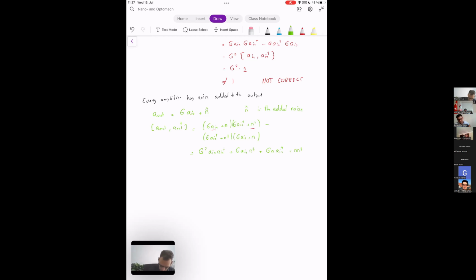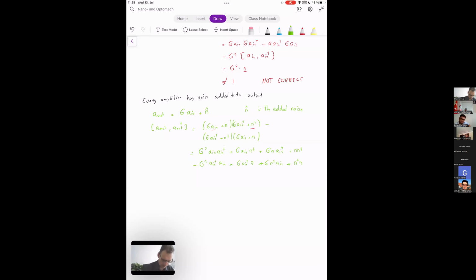And then we also have the second product. So we have now minus, and then G squared A_in† A_in, minus. So in this case, keep in mind there's a minus from the commutator. G A_in† N, minus G N† A_in, plus, sorry, minus this thing over here. This is now what we have, and now you can see there are a lot of different terms.